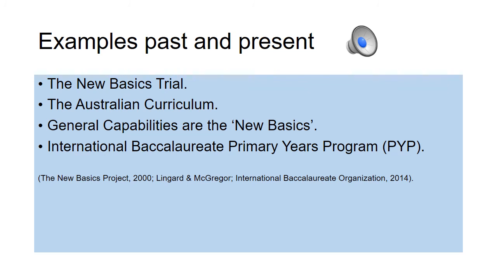Today's curriculum pays heed to the rhetoric of shaping the individual as the kind of person with the skills and dispositions required by the 21st century, and suggests implicitly that the general capabilities are the new basics. However, there are schools like the International Baccalaureate Primary Years program that focuses on the development of the whole child. Its framework is guided by six transdisciplinary themes that have global significance, and they have a really powerful emphasis on inquiry.